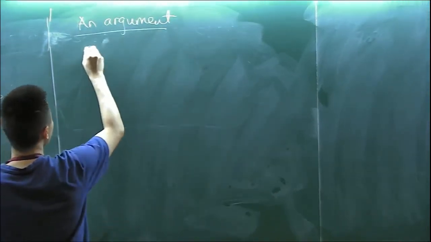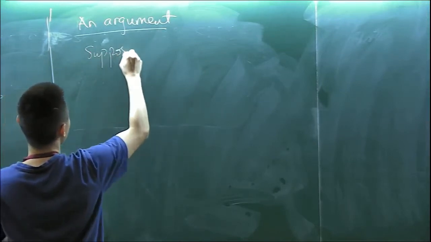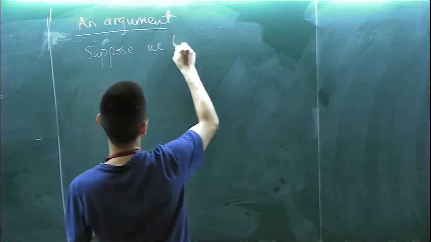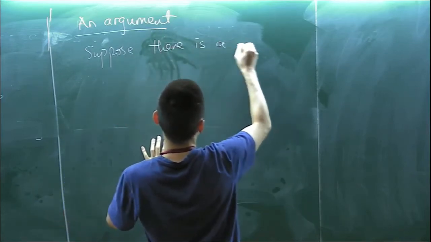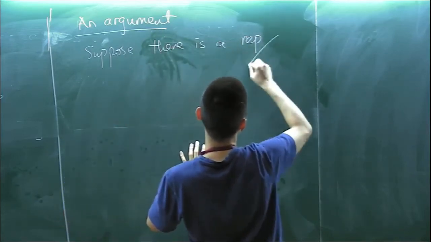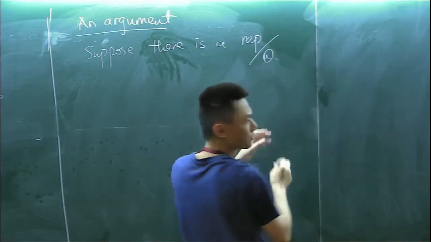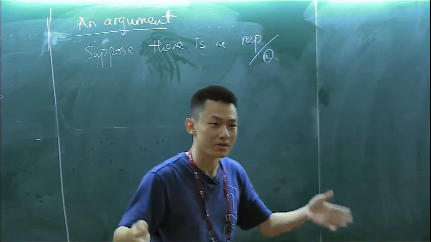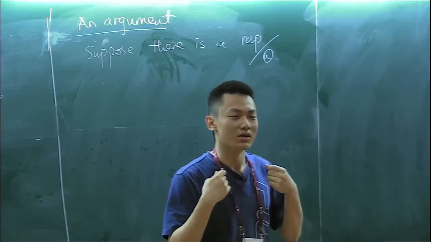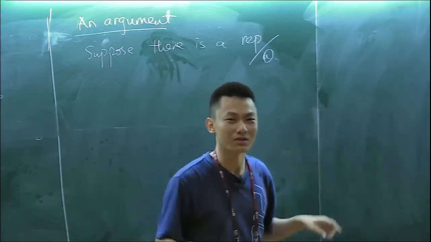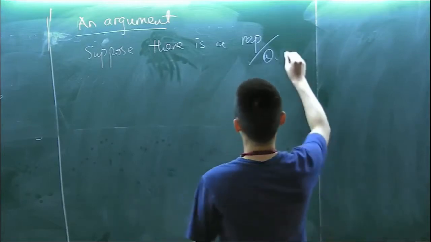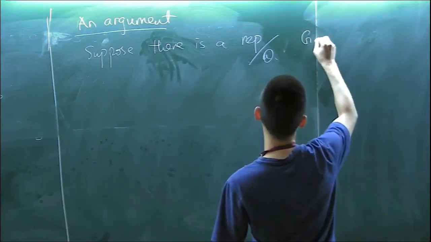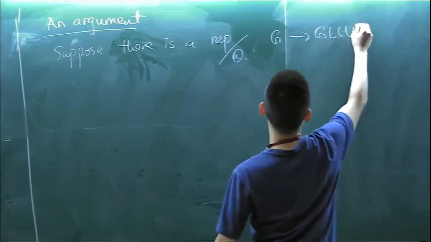So suppose there is a representation over Q. Over Q just means there's a vector space defined over Q such that SO NQ, BQ, whatever, the Q point of the group preserves the Q point of the vector space. Say G into some GLV.